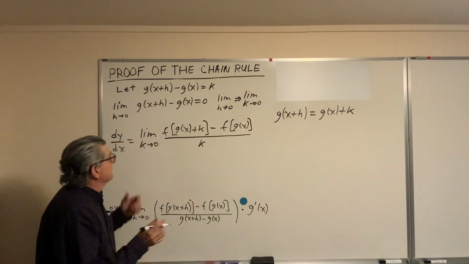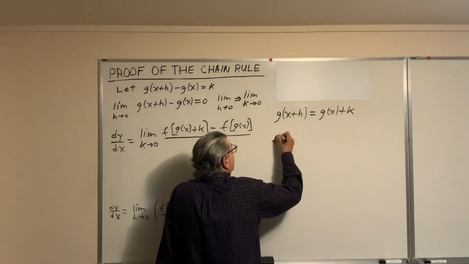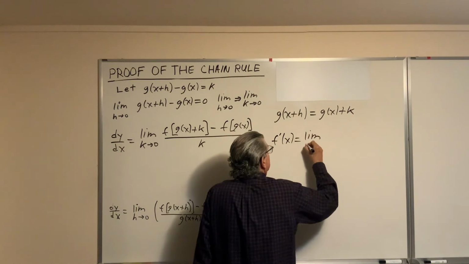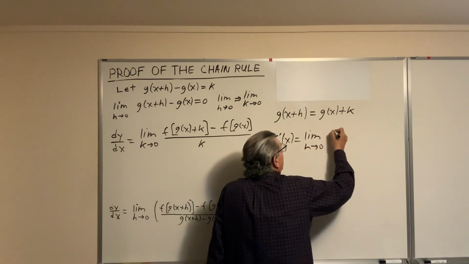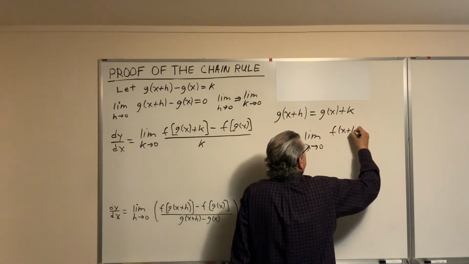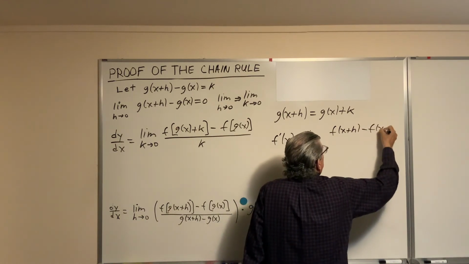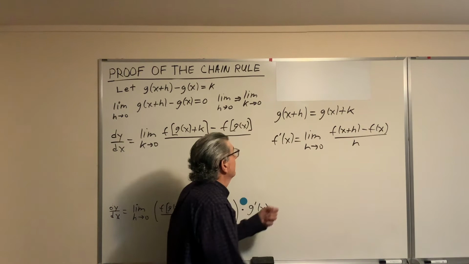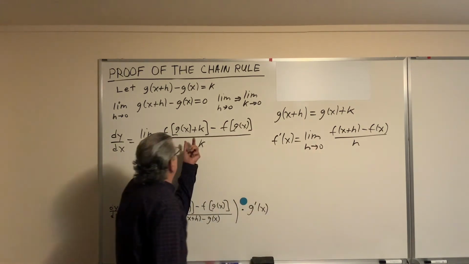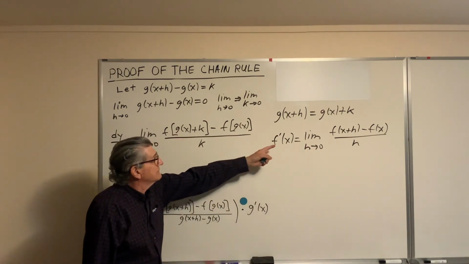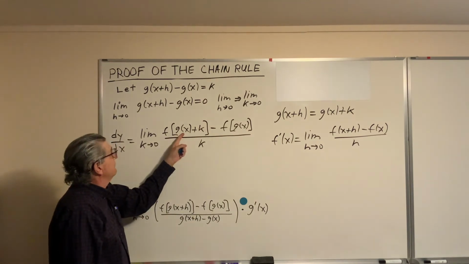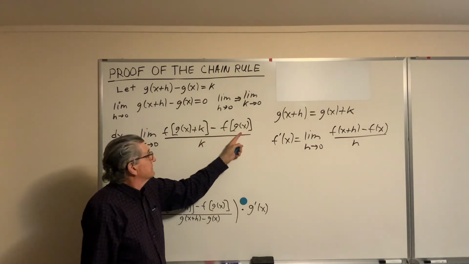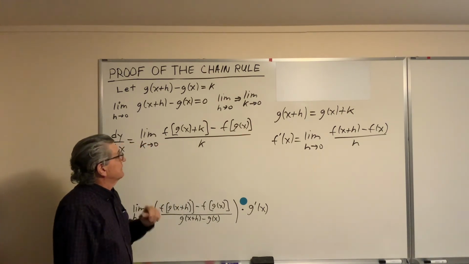All right, so let's go back to this. f prime of x is the limit as h goes to 0 of f of x plus h minus f of x over h. Okay, we know this is true. And now instead of an x, instead of f of x, we've got a g of x here. And instead of x here, we have a g of x. Now we're using k in this case instead of h.